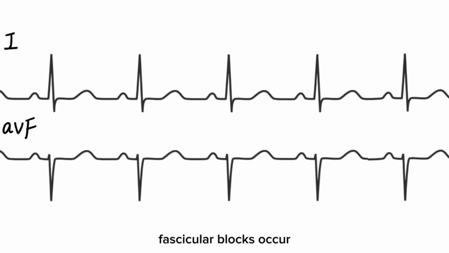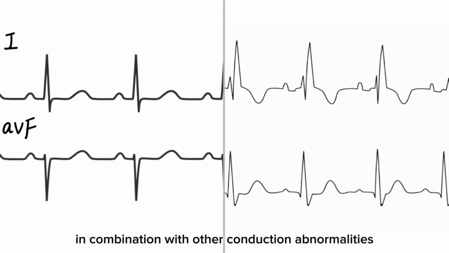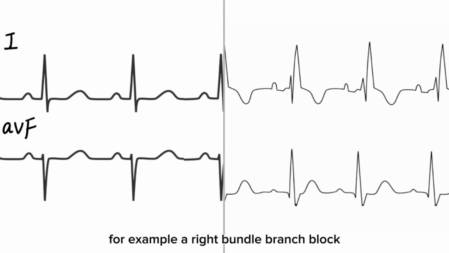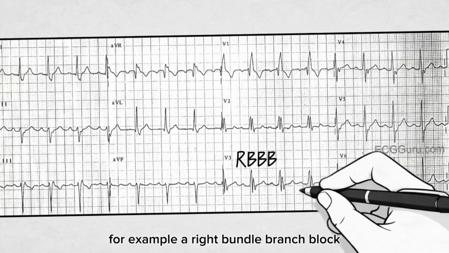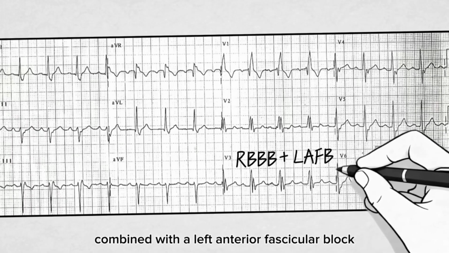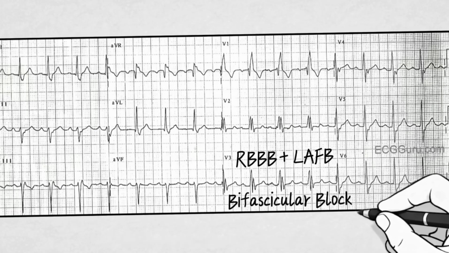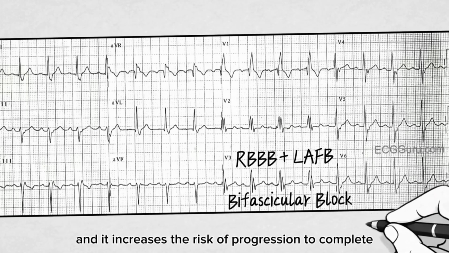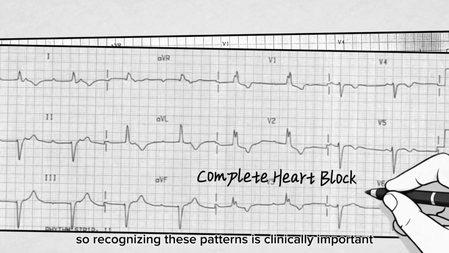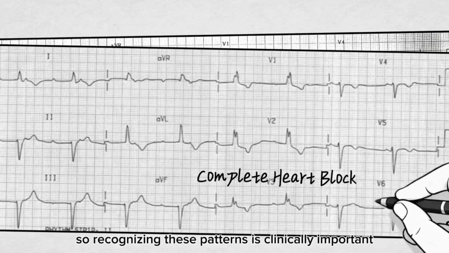Sometimes fascicular blocks occur in combination with other conduction abnormalities. For example, a right bundle branch block combined with a left anterior fascicular block. This is known as a bifascicular block, and it increases the risk of progression to complete heart block. So recognizing these patterns is clinically important.